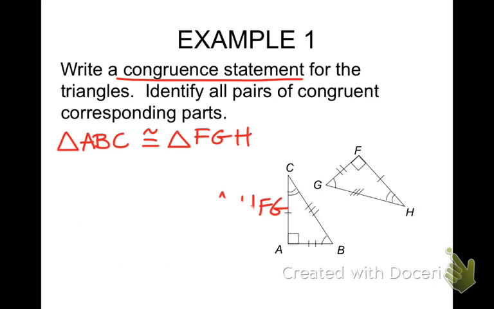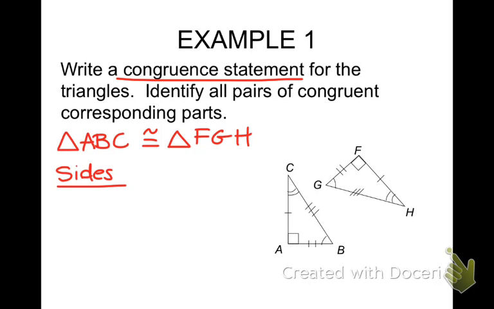Okay, good. All right, so now the next thing we're going to do is identify all the pairs of congruent corresponding parts. Since it is a triangle, how many sides does a triangle have? 3. So I'm going to have 3 corresponding sides, and I have 3 angles, so I'm going to have 3 corresponding angles. So let's do our sides first.